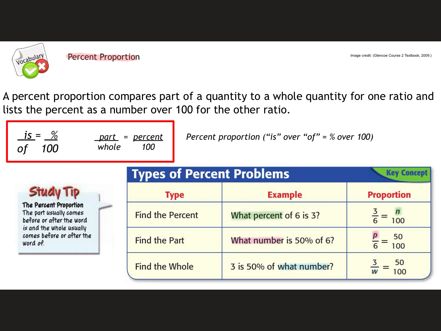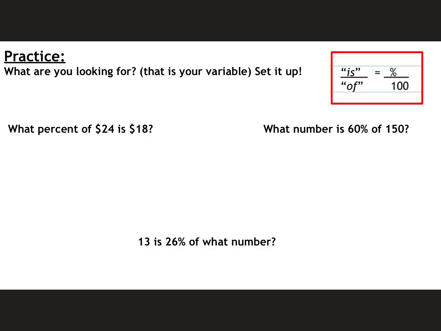Now, depending on what you're given and what you're trying to find, that all factors into how we set up the problem. So you can see here that based on what it is we are trying to find and what the word problem would look like, here's how we would set up the proportion. Okay, so let's give it a try. So what are you looking for? This is your variable. So the part that we don't know and we're trying to find, that's where our variable is going to go in our percent proportion. Again, is over of equals percent over 100.